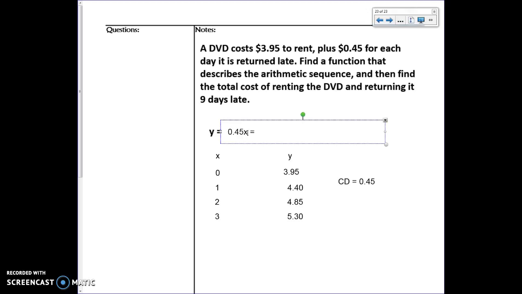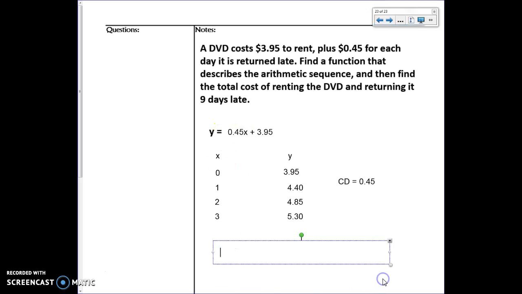So what you're always going to do is add in the initial cost of $3.95. So now this would give you 0.45 times each day late plus the initial charge of $3.95. So now using this equation, we're going to jump down and wonder what is y equals 0.45 times 9 days late plus $3.95. And if we go to our calculator, go ahead and calculate that out.